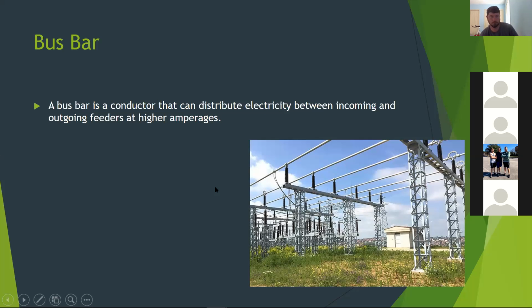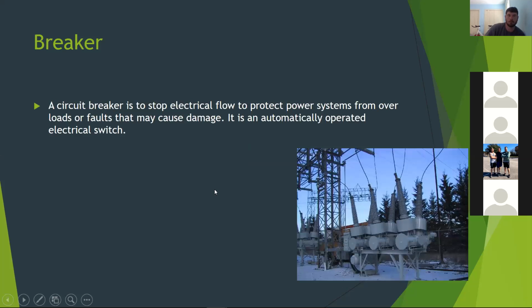With your bus bars, it's a bigger conductor, so you can send more amperage, switching around in a substation to go out on the different feeders. Okay. And then your breaker is a device used to stop the electrical flow if you have any type of faults or overloads or anything down the line that can cause damage to the system. All right. And it's automatically operated. Right. This is a breaker, transmission or distribution? That'd be a transmission. Correct, gas operated. Gotcha.